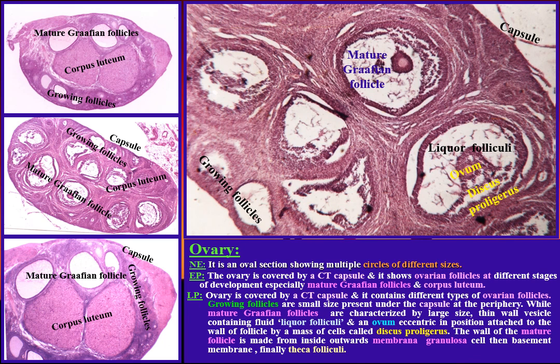The wall of the mature Graafian follicle is made from inside outwards membrana granulosa cells, then plasmid membrane, finally the theca folliculi.